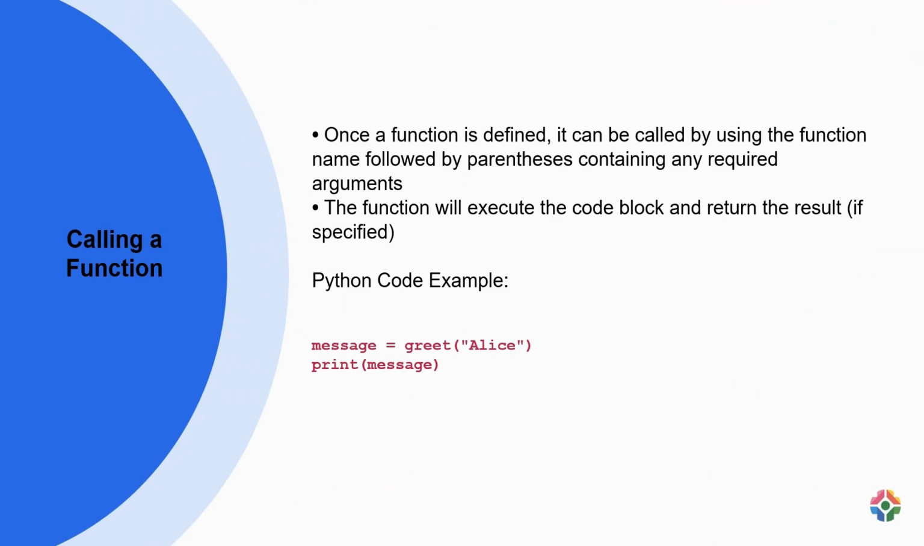When a function is defined in Python, it can be invoked by using the function name along with parentheses that may hold necessary arguments. The function will then execute its code block and provide a return value if specified. In the given Python code snippet, the function greet is called with the argument Alice passed to it. The function would run its internal code and return a message that gets assigned to the variable message. Finally, the message stored in the variable message is printed to the output.